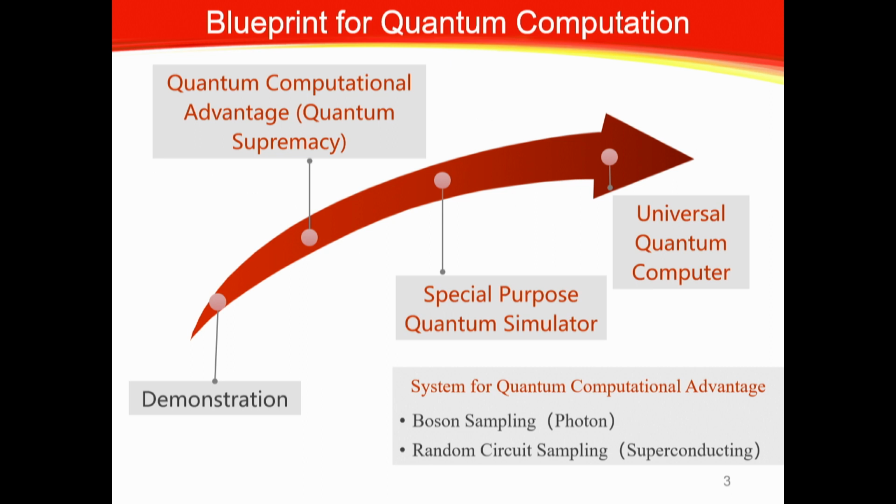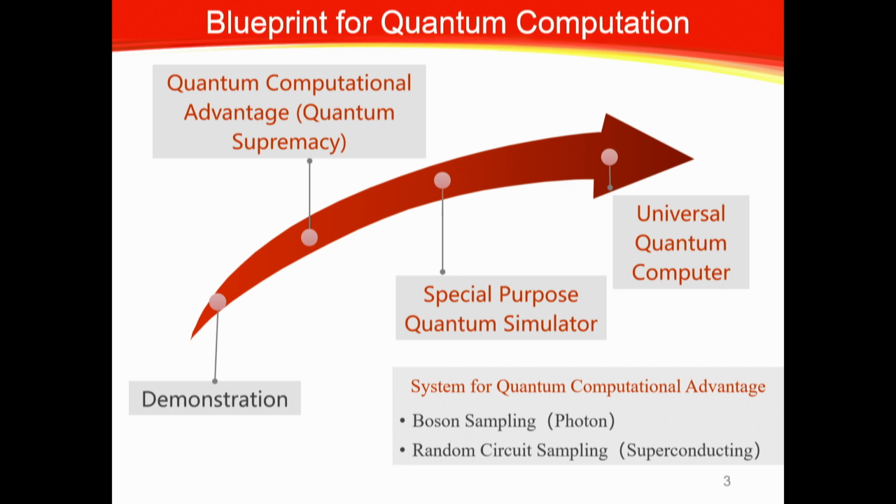So what does this mean? Quantum computational advantage means that there are certain specifically designed, well-defined mathematical problems which you can use a quantum computer to efficiently solve. But on the other hand, for a classical computer, it will take an overwhelmingly long time to do that at the current stage.